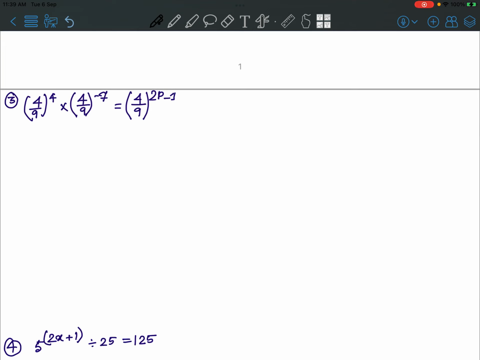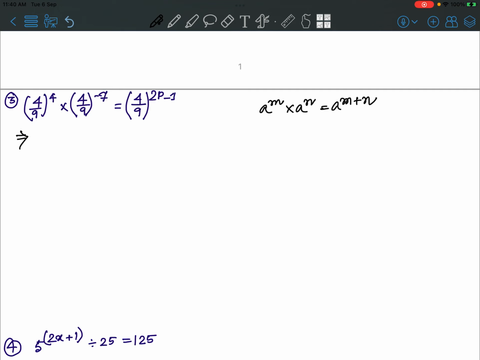What is the third problem? The third problem is (4/9)^2 to the power 4 into (4/9)^2 to the power minus 7 equals (4/9)^2 to the power 2p minus 1. What we are seeing here is that the base is equal. The base is equal, meaning a to the power m into a to the power n, we can write as a to the power m plus n.